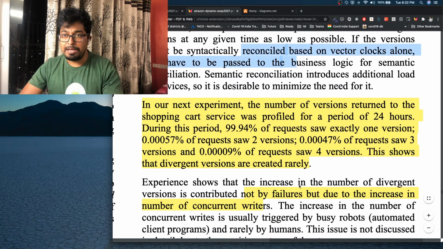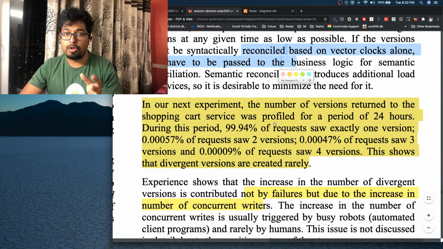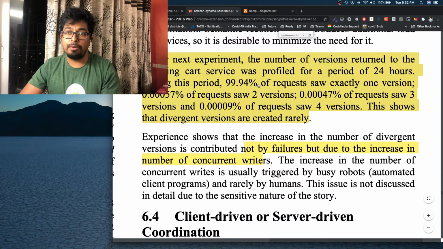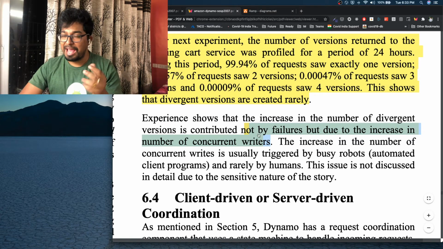In the experiments, the number of versions returned to the shopping cart service was profiled, and 99.94% of requests saw exactly one version. Only a very low percentage of requests saw two versions, and even lower saw three, and a very negligible percent of requests saw four versions. This happens rarely. And what Amazon says, it is not triggered by users, it is triggered by busy robots.